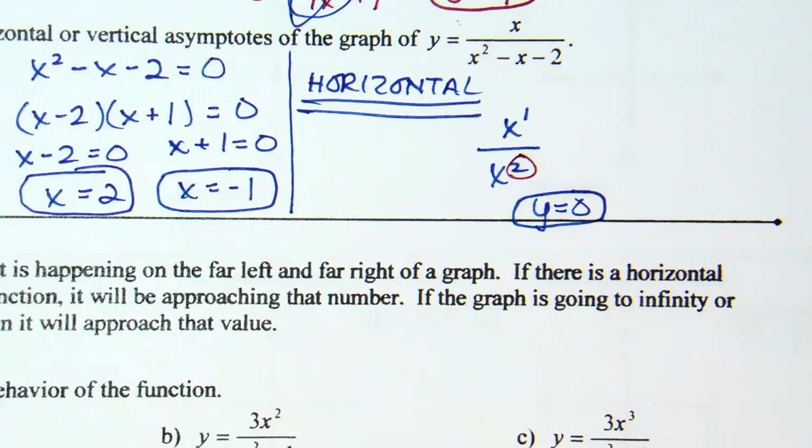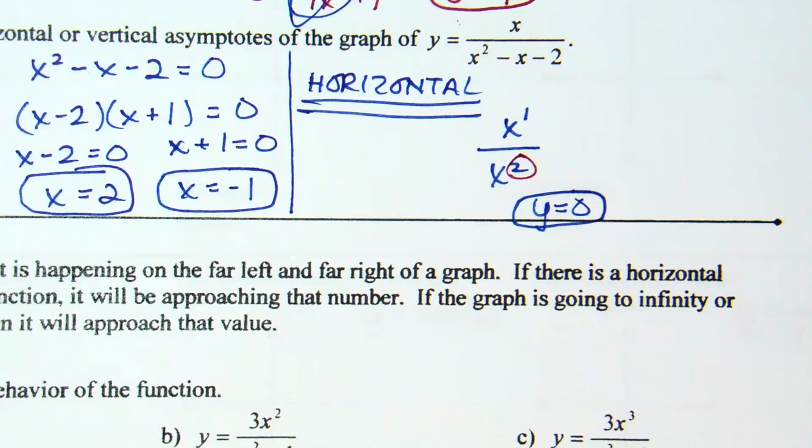Got it. That's key. That's easy. If the bigger power is on the bottom, y equals 0. Period, end of statement. Okay, so I'm going to sketch a graph in here.